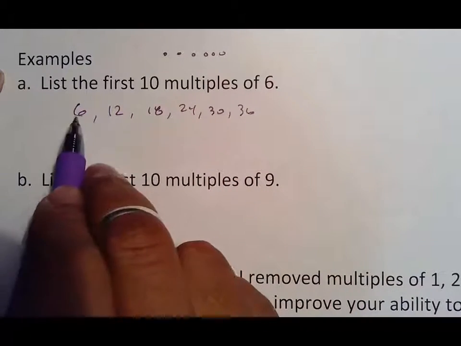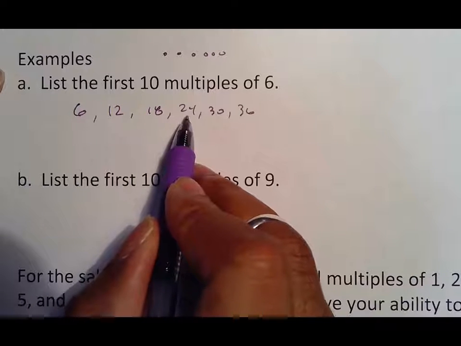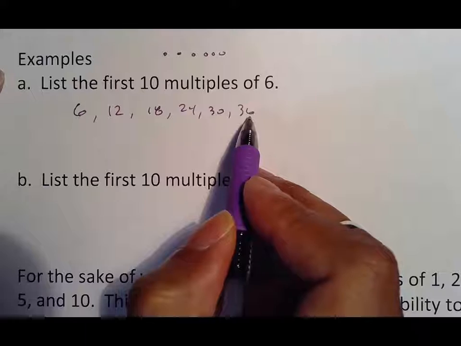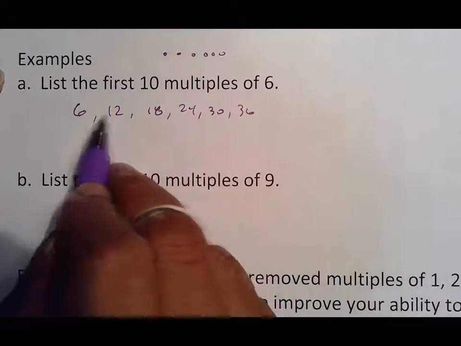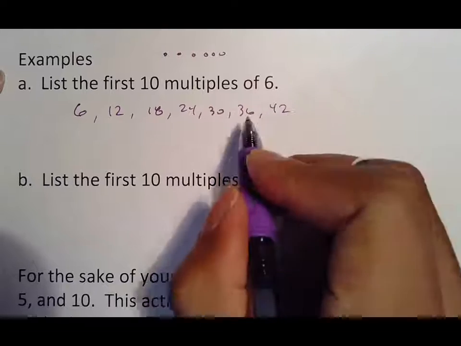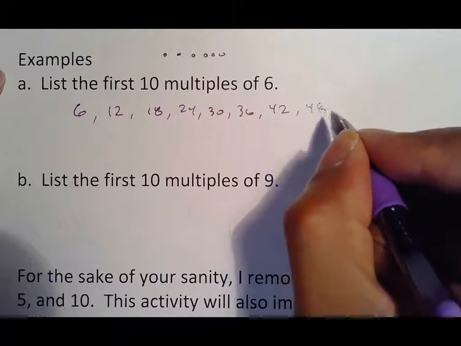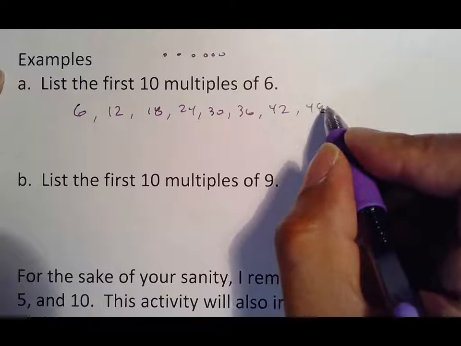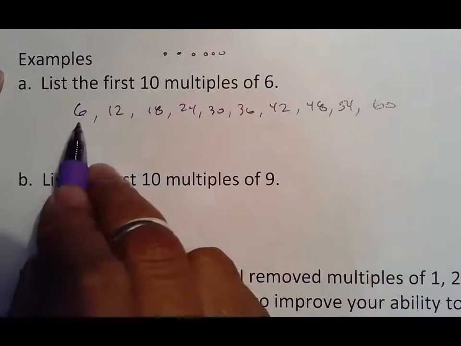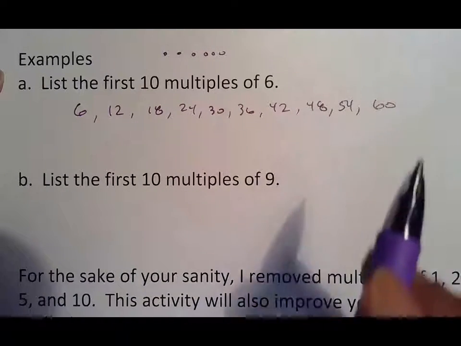Again, I'm just counting by 6. So 6 plus 6 is 12. 12 plus 6 is 18. 18 plus 6, 24. 24 plus 6, 30. 30 plus 6, 36. And even after that, you kind of notice that that ended in 6. So the next number is going to end in a 2, because it should, which would be 42, because 6 plus 6 is 12. 2 plus 6 is 8, so 48. 8 plus 6 is 14, so 54. And then the last number you would get to is 60. So 6, 12, 18, 24, 30, 36, 42, 48, 54, 60.